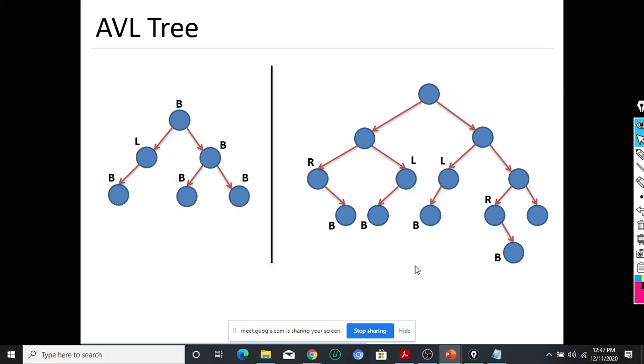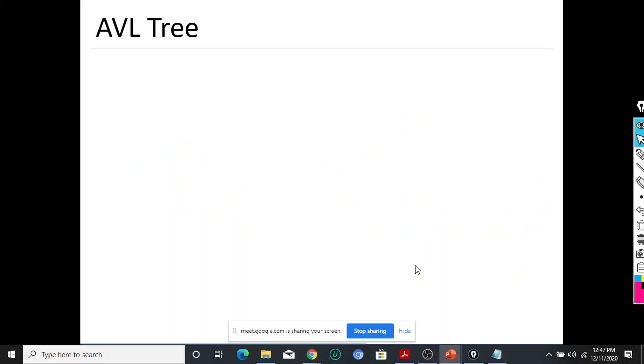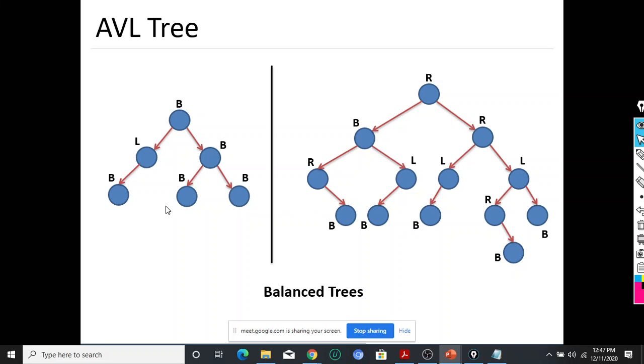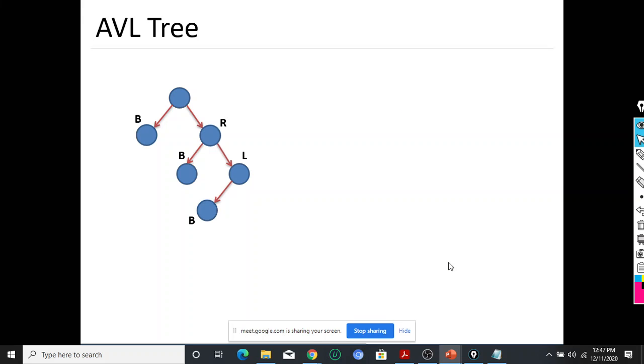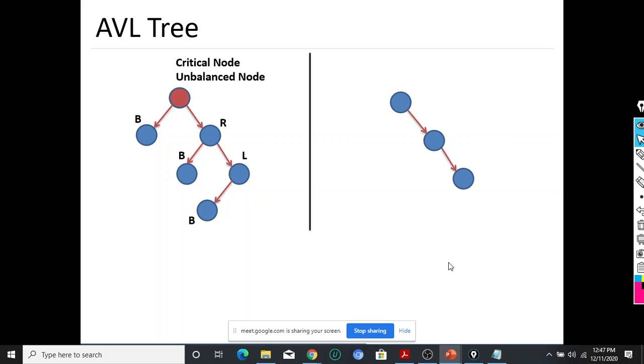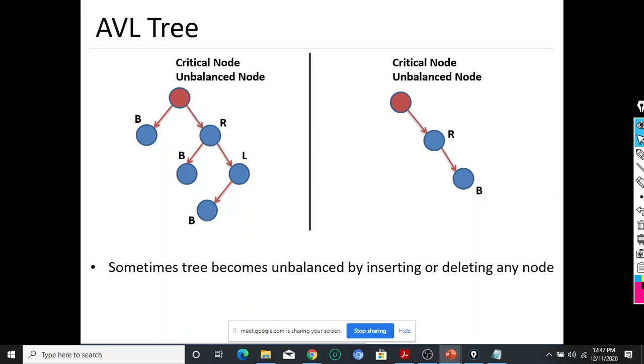Okay, so this is an unbalanced tree, and these are balanced trees. So we will perform some rotation in some cases on the critical unbalanced node to convert it. Is the slide clearly visible to everyone, what I am showing you? Yes sir, visible. I have already discussed this in my handwritten notes.